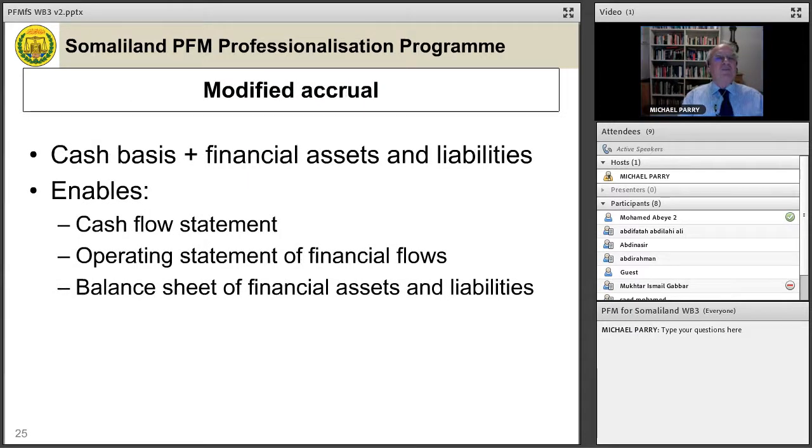To make that a bit simpler, it's the cash basis plus financial assets and liabilities. Financial assets and liabilities, basically we're talking about lending. So you add to cash loans, long-term loans, short-term loans, and also amounts that you owed for unpaid bills, because they're a liability. It enables you to have a cash flow statement, which we'll look at in a moment. You also get an operating statement for financial flows, and you get a balance sheet of financial assets and liabilities.